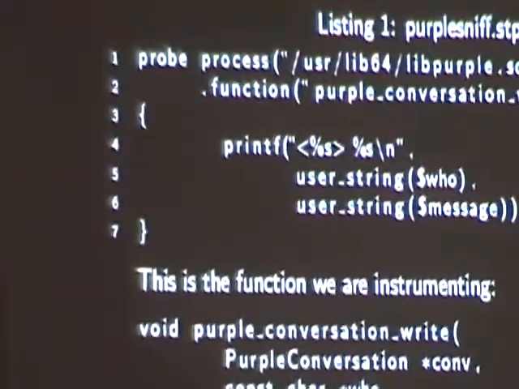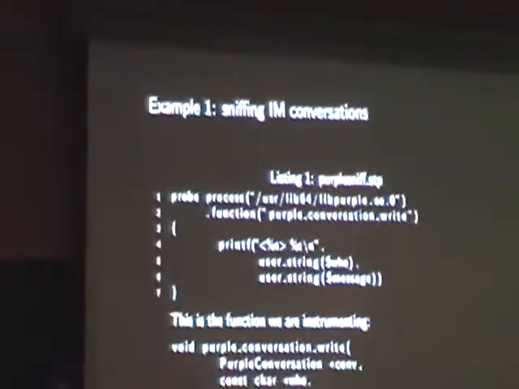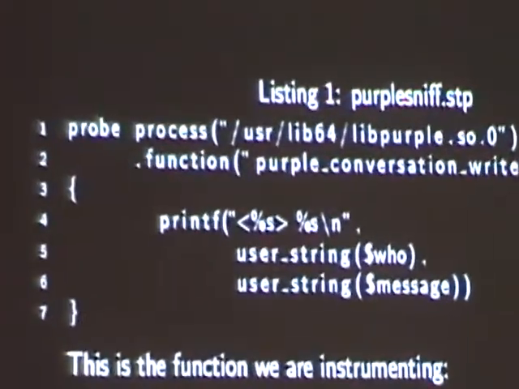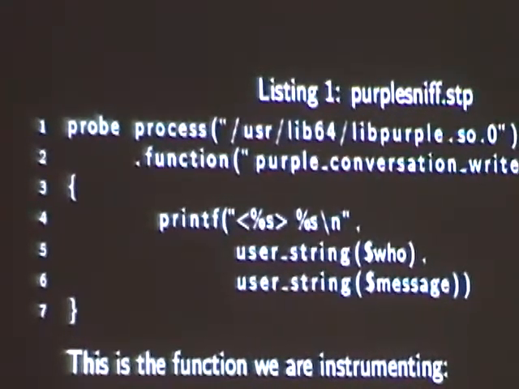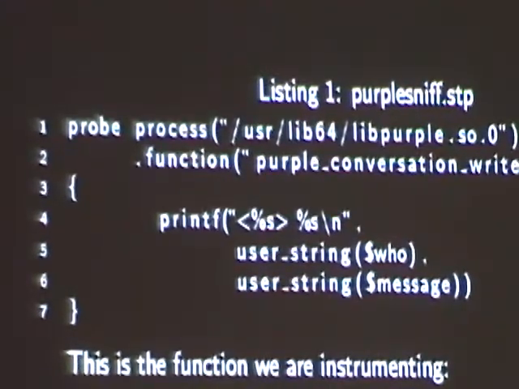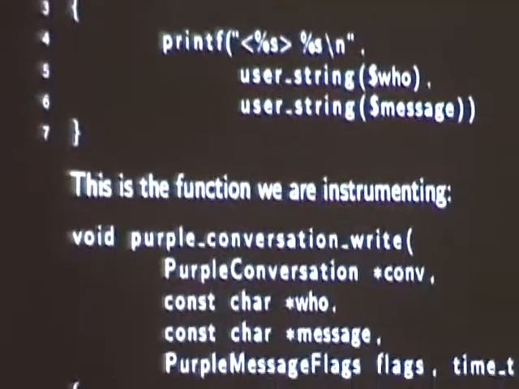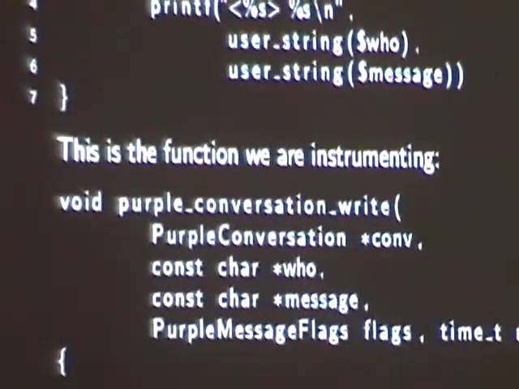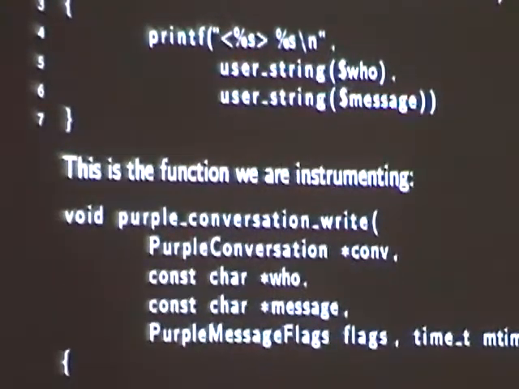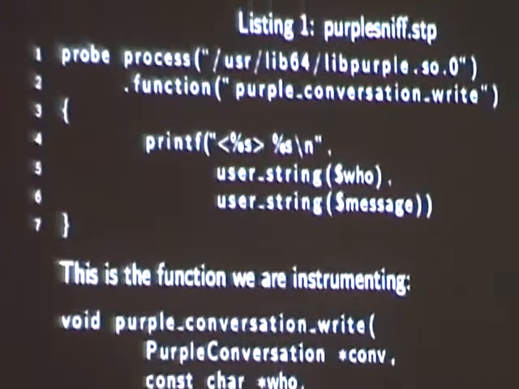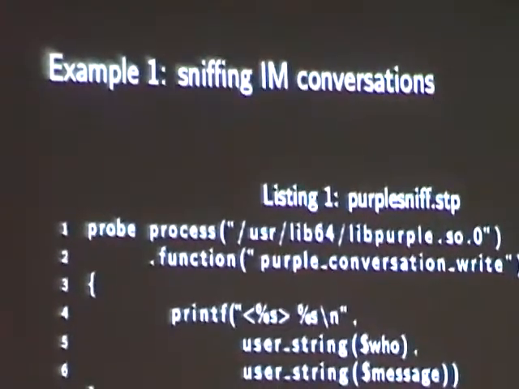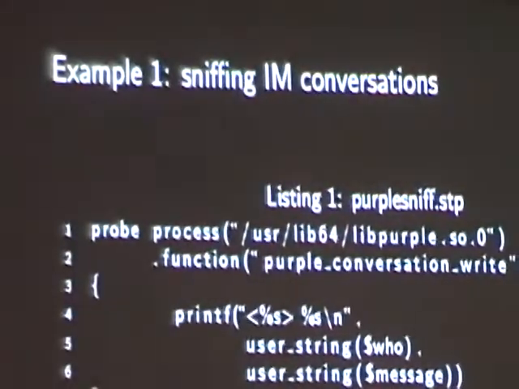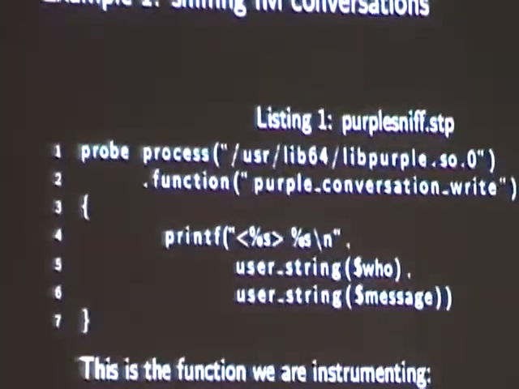So, let's see how we can apply this. This is an example. You may know libpurple. It's something that's been developed for Pidgin, and basically it's an IM library, so you can talk with your friends on ICQ or IRC or Jabber or whatever through libpurple, and the application doesn't have to care about the protocol. Libpurple handles that, and every communication basically goes through that function in libpurple, purple conversation, right? With some arguments. No idea what most of these are for, but the who and message are probably interesting.